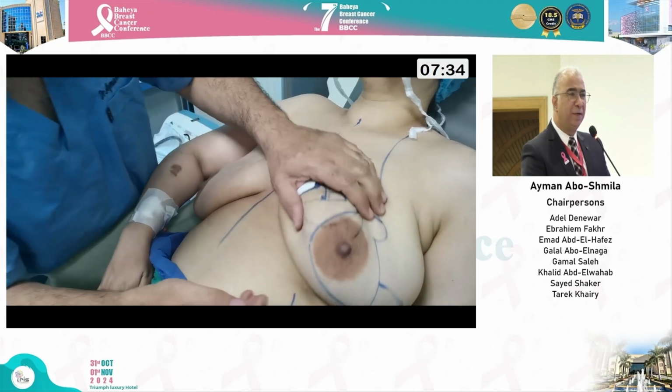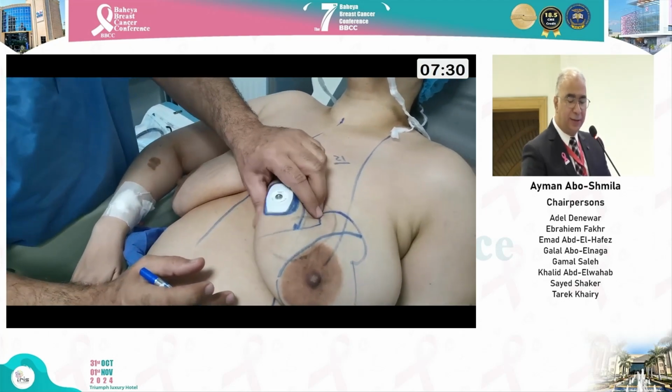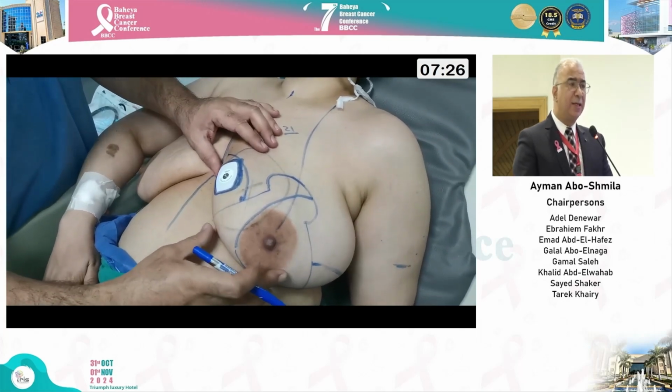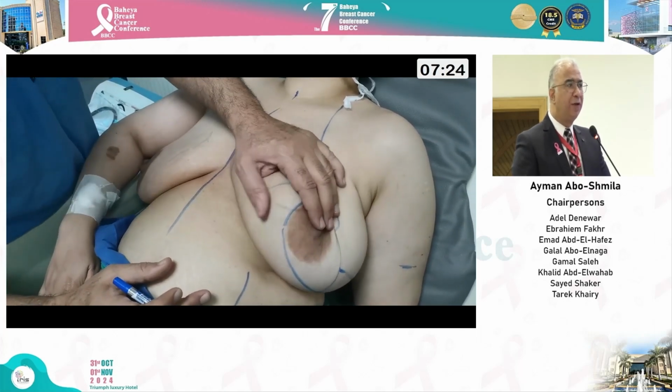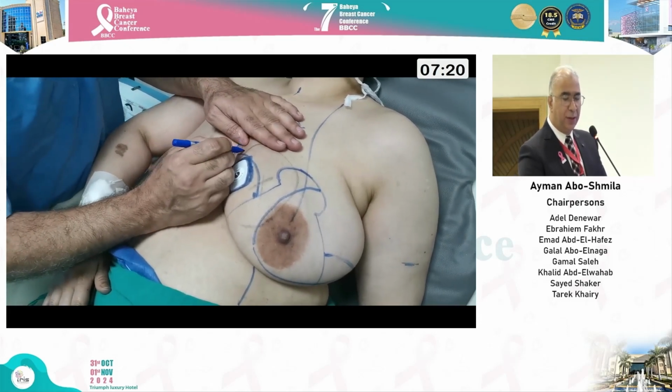I get two benefits: the tumor is located in the traditionally excised area, so I can get more margin if needed. The other thing is that I'm going to use the pedicle to fill all the cavity created after tumor excision.